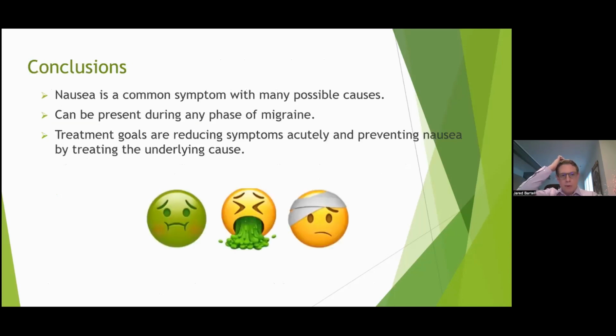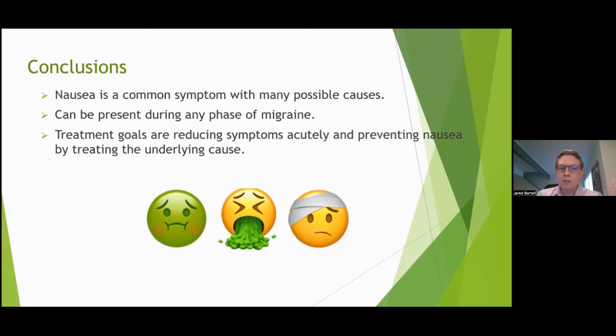All right, so in summary, nausea is a common symptom with many possible causes. We focused on migraine, but it can be a number of things, and talk to your doctor if you're worried about specific other conditions, or you just think this isn't just migraine, there's something else going on. And it's certainly possible because migraine is associated with a lot of other GI problems.